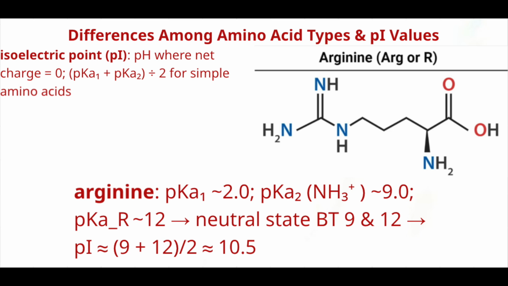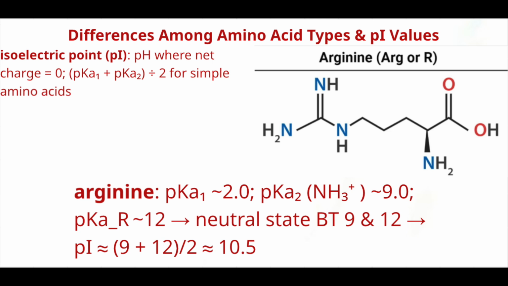For amino acids with basic R groups, on the other hand, such as arginine or lysine, you might see a case like this. Arginine has a pKa1 of approximately 2, pKa2 for NH3+ of approximately 9.0, and a pKa for the R group of roughly 12. There's a neutral state between 9 and 12, so the pI is roughly (9 + 12)/2, averaging out to about 10.5. Basic R groups typically have a pI around 9 to 11 because the additional basic side chain pKa is included.